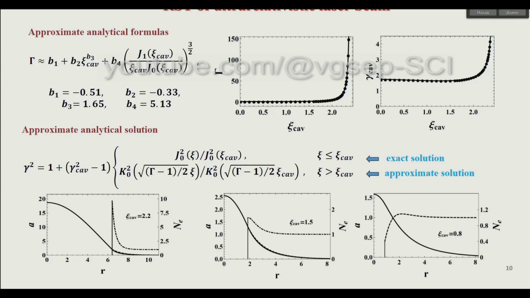Practically, only for very small laser power, close to the critical power, the solution exists. We can use this approximate solution. These are the results of the intensity distribution for the laser beam, and the distributions of the density of electrons.